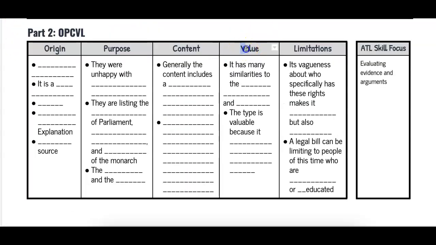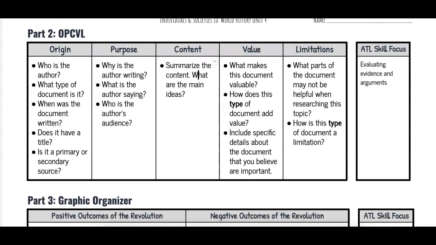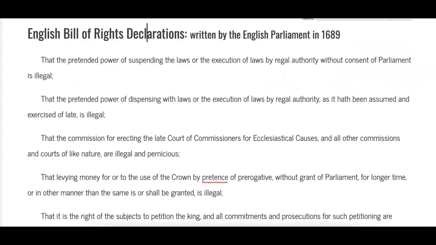Our next section is about the value. Well, let's look at our questions. First one says, what makes this document valuable? In other words, why do we even really care about this document? Well, as I was reading through it, I noticed a lot of similarities to what we see in the United States Bill of Rights.